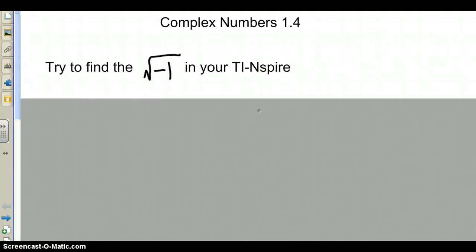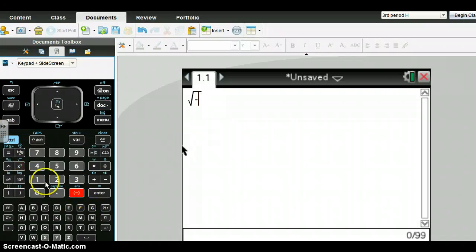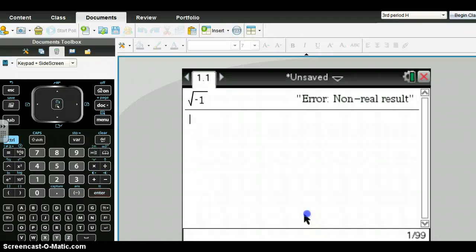First, we're going to try to find the square root of -1 in your TI-Nspire. Maybe you've tried this before. If you hit Control, x squared, -1, you get this error. It says non-real result. You must change the mode.